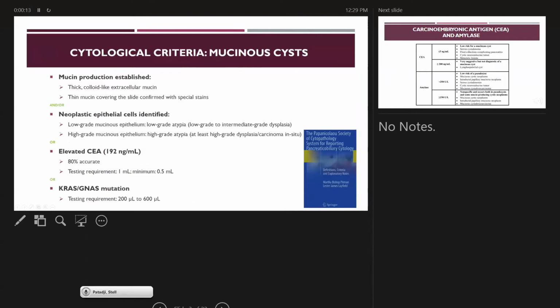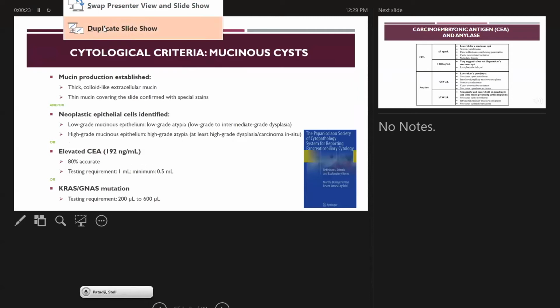Dr. Patadji, you need to switch. You go to display settings in the low right or high right corner, and swap presenter.